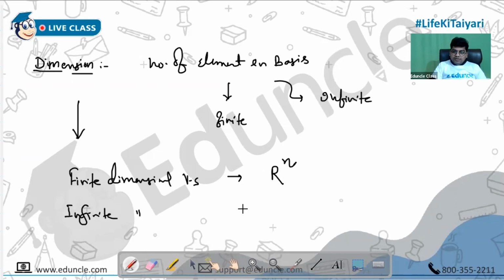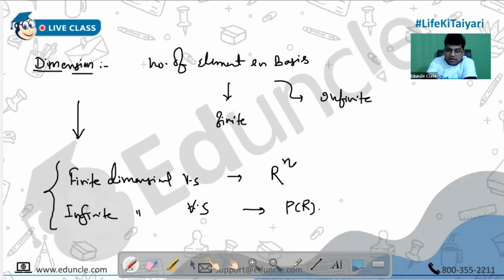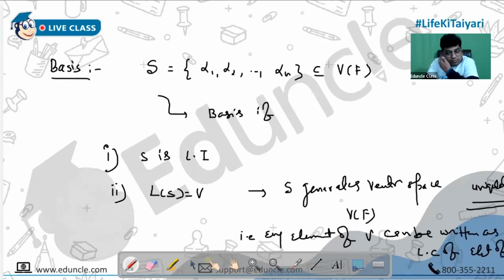Number of LI bases depends on the space; you can form infinitely many bases if you take the set of real or complex numbers. P of R is an infinite dimensional vector space, and you are asking the number of LI bases. See, a basis is always LI, so there is no question of the number of LI bases. The number of bases you can ask.